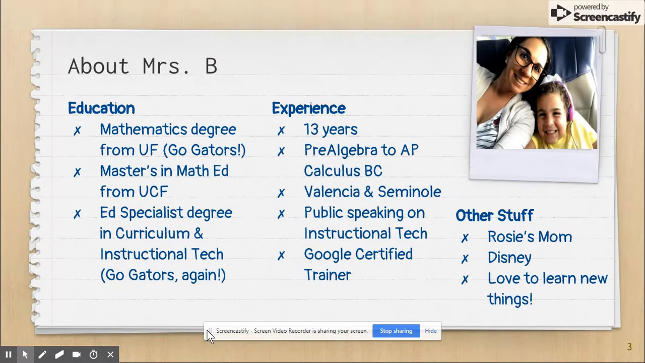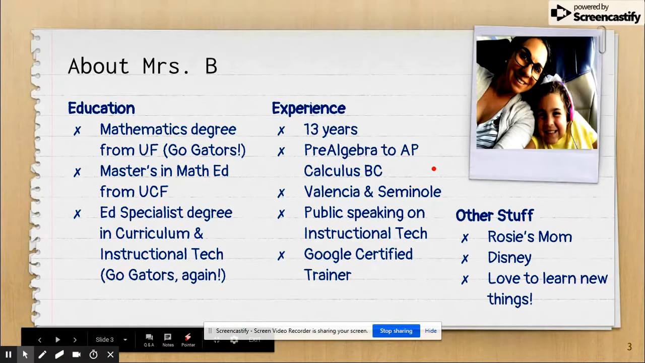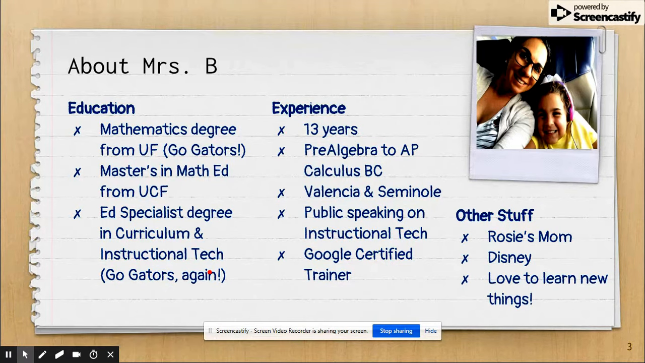So here's some information about me you can read, but some things I want to point out. I am a double Gator grad, so all you Gator fans, we're in good graces here. And I've taught for 13 years, and I've taught just about everything from middle school to high school, from pre-algebra all the way up to AP Calculus BC. I did that for 1 year and taught AB as well for 2 years. I love to talk about instructional technology in the classroom and best practices for teaching mathematics. So I go to conferences and share a lot about the amazing things we do together as student and teacher.